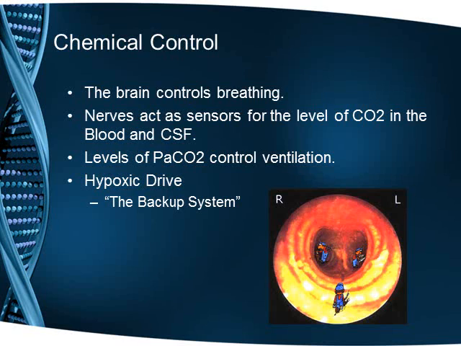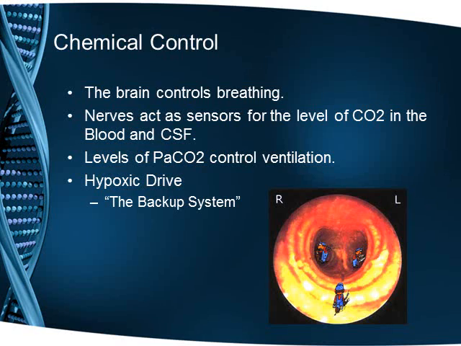So, chemical control. Remember, the brain controls breathing. The nerves act as sensors for the level of CO2, our chemoreceptors in the blood and CSF. What they monitor is the PaCO2, which controls ventilation. If my CO2 levels get high, it makes me breathe faster. If my CO2 levels get low, it makes me breathe slower. Absolutely.